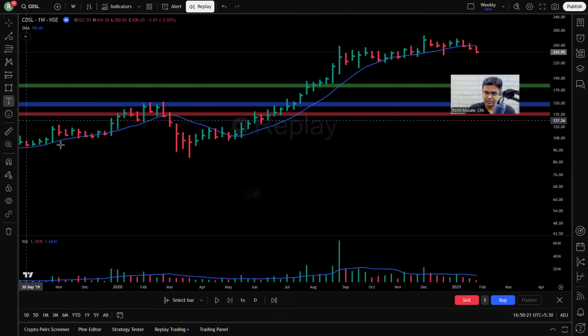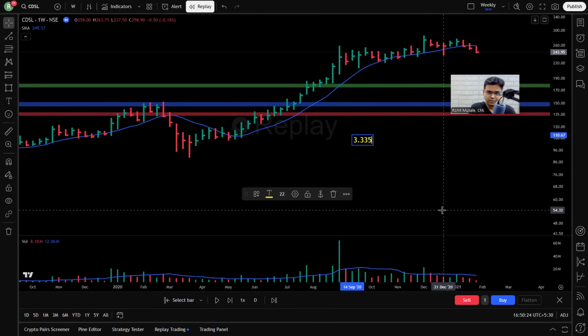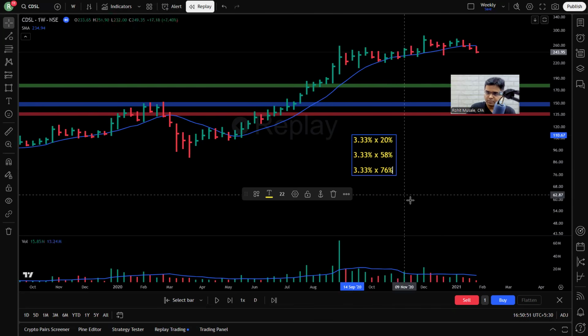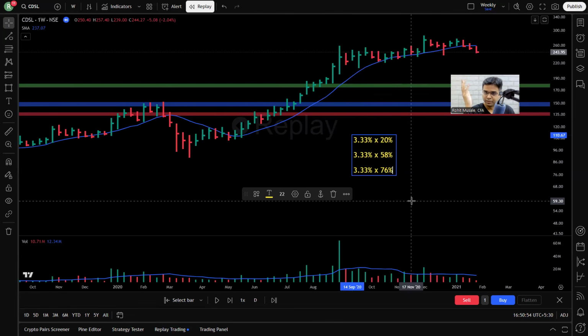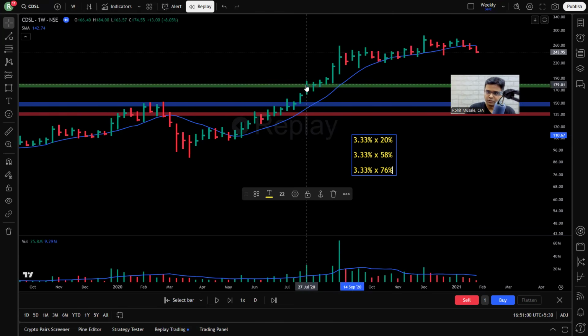So what's your final analysis? On 3.33%, you made 20%, right? Then another 3.33%, you made 58%. And then another 3.33%, you made 76%, correct? That's your analysis. Simple moving averages. You are not using some rocket science trade management principles here. You are just selling one third at certain points in time: when it enters the green zone, when it closes below the 10-week, and again when it closes below the 10-week.